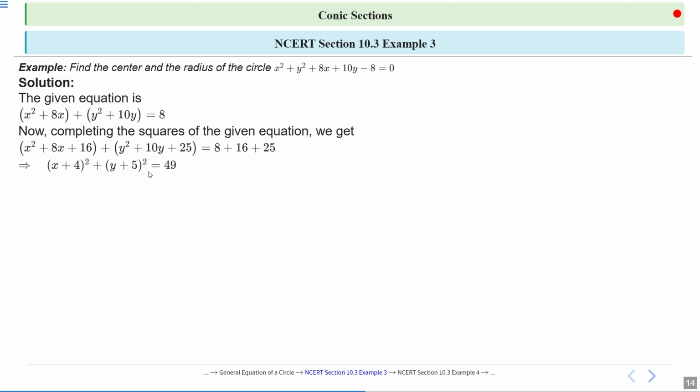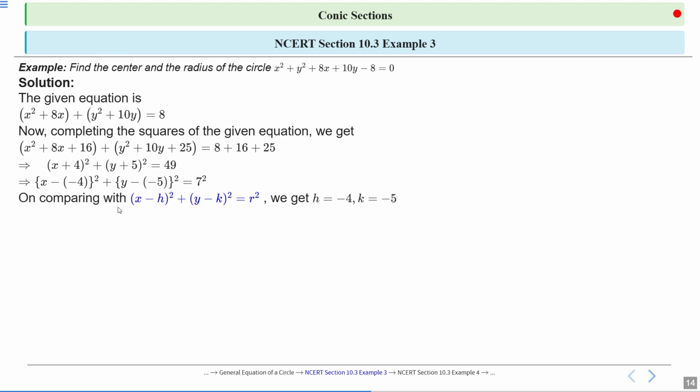Now we obtain this equation of the form x minus h whole square plus y minus k whole square equal to r square. Now we can easily compare it with the standard form of the circle. You can write this equation as x minus of minus 4 whole square plus y minus of minus 5 whole square equal to 7 square.